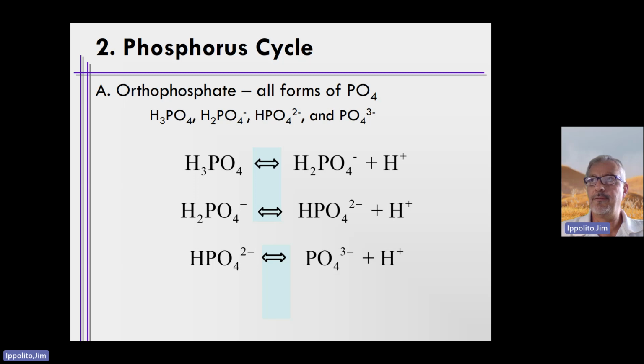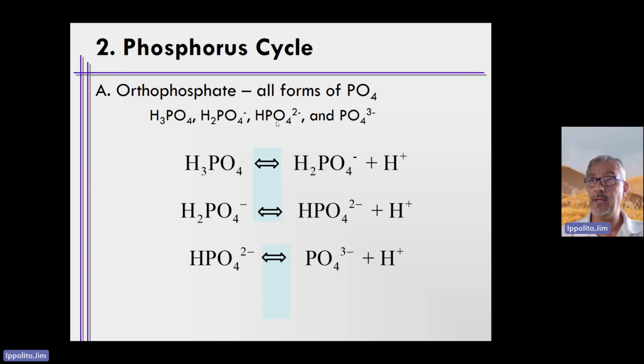are all of the types of forms of PO4, and PO4 is phosphate. So what do I mean by all forms of phosphate? This is what I mean, illustrated on this slide. Orthophosphates range from H3PO4 to H2PO4 to HPO4 and PO4.